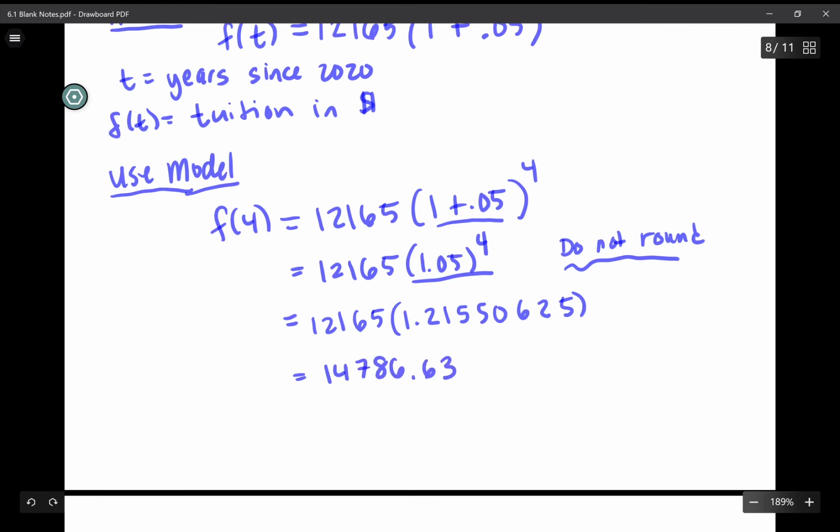14,786.6335, so $14,786.63. Now you do round. This is where you do round, okay? Don't round with the exponent. Do round with your dollars, right? Because it doesn't make sense to not have this equal to the even penny.